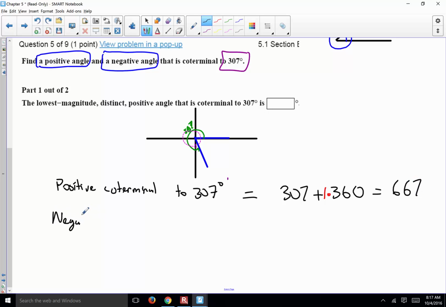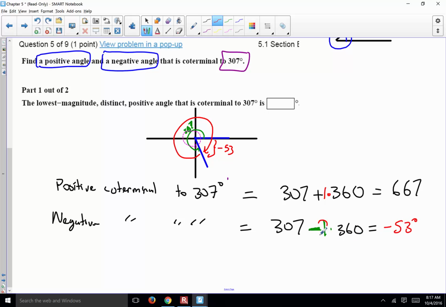Alright, they want a negative coterminal to 307. All you need to do is do a backwards turn. Negative 1 means clockwise, make a full turn. If you go backwards, turn this way, you stop here, and you end up with this openness within the negative sense. It's -53. So 307 minus 1 times 360 is -53. Well, can you do 2 backwards turns and 3, 4? Yeah, you can go -1000s, 2000s if you wish. That's not necessary.